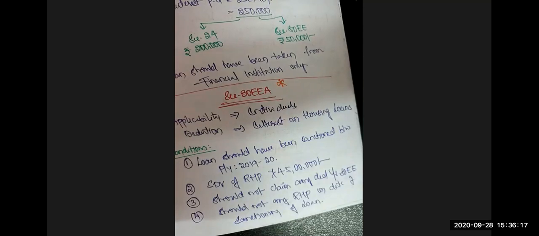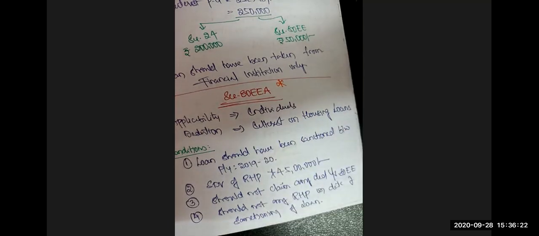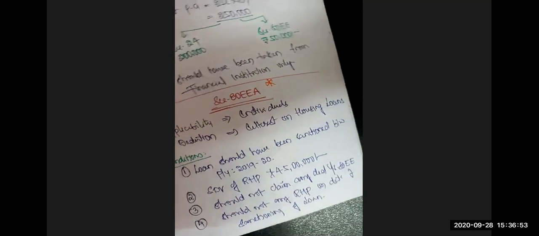In order to claim the benefits under section 80EEA, interest on housing loans, a very important condition is that the house must be used for your residential purposes. Another condition is that the loan should have been sanctioned between the previous year and 19-20. And the stamp duty value of the residential house property should not exceed 45 lakhs. Right? And then should not claim, just a second more.